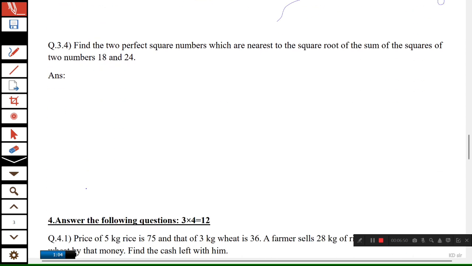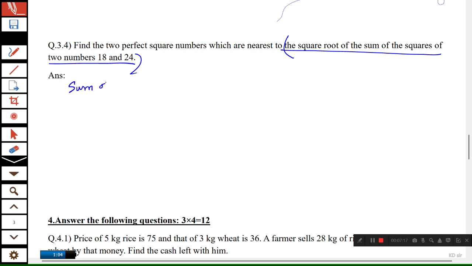Next, find the two perfect square numbers which are nearest to the square root of the sum. আচ্ছা, nearest to some number, আগে আমরা এই নাম্বারটা ফাইন্ড করব. At first we have to find the square root of the sum of the squares of the number.